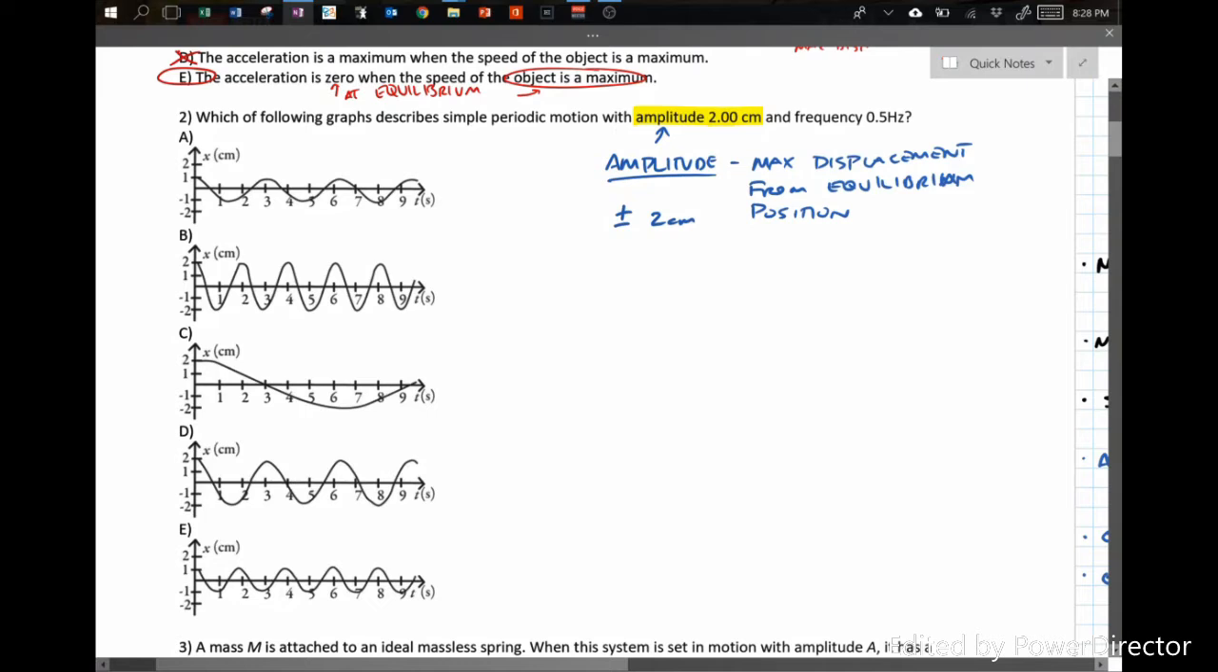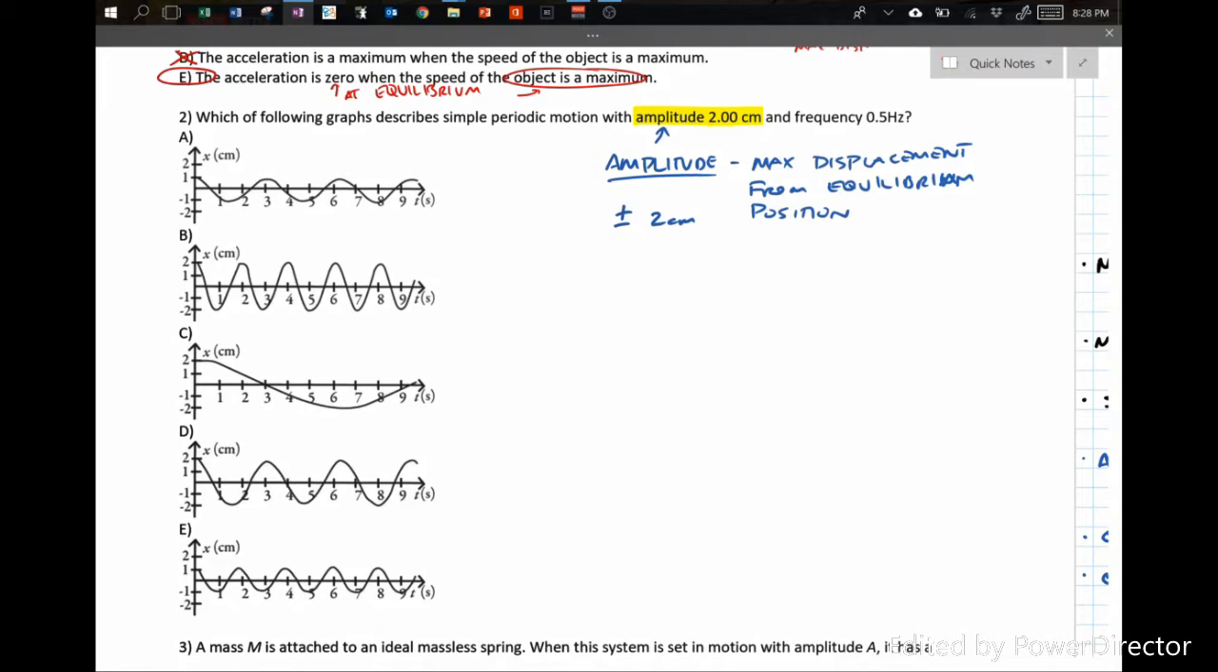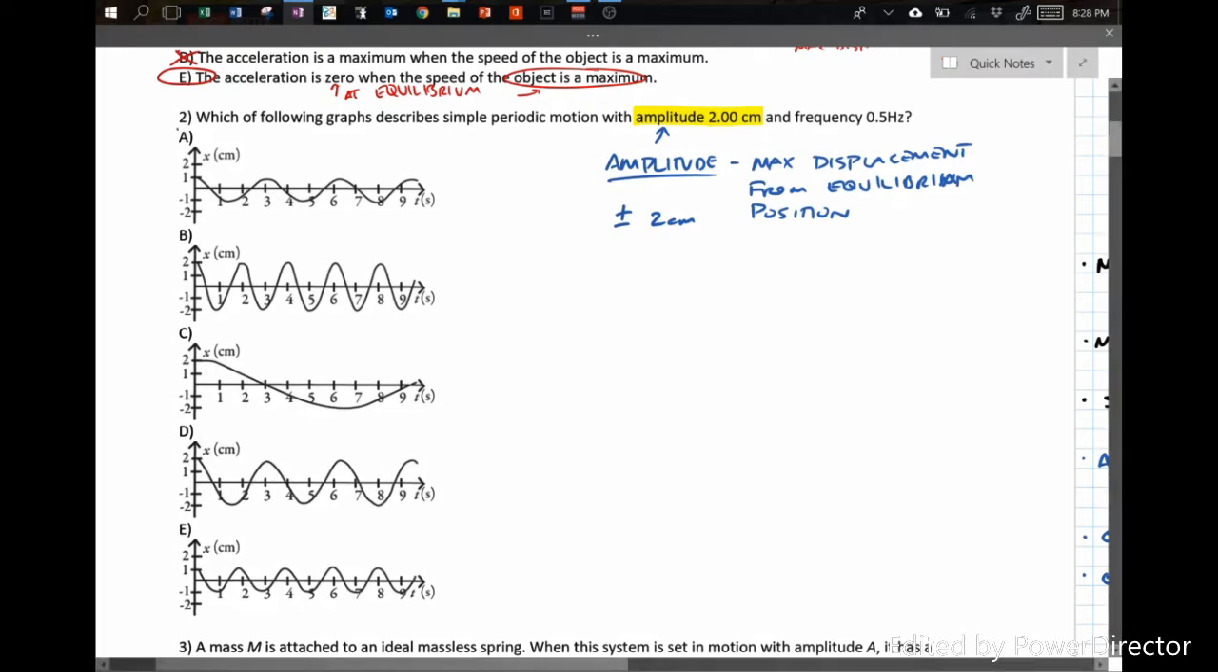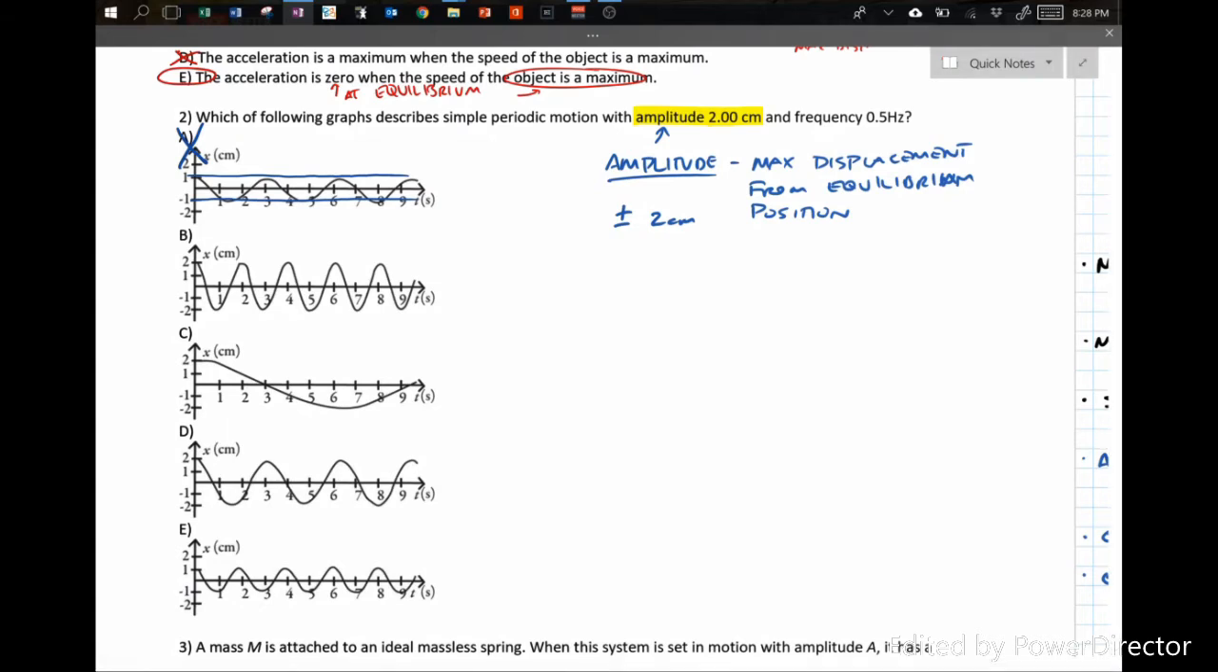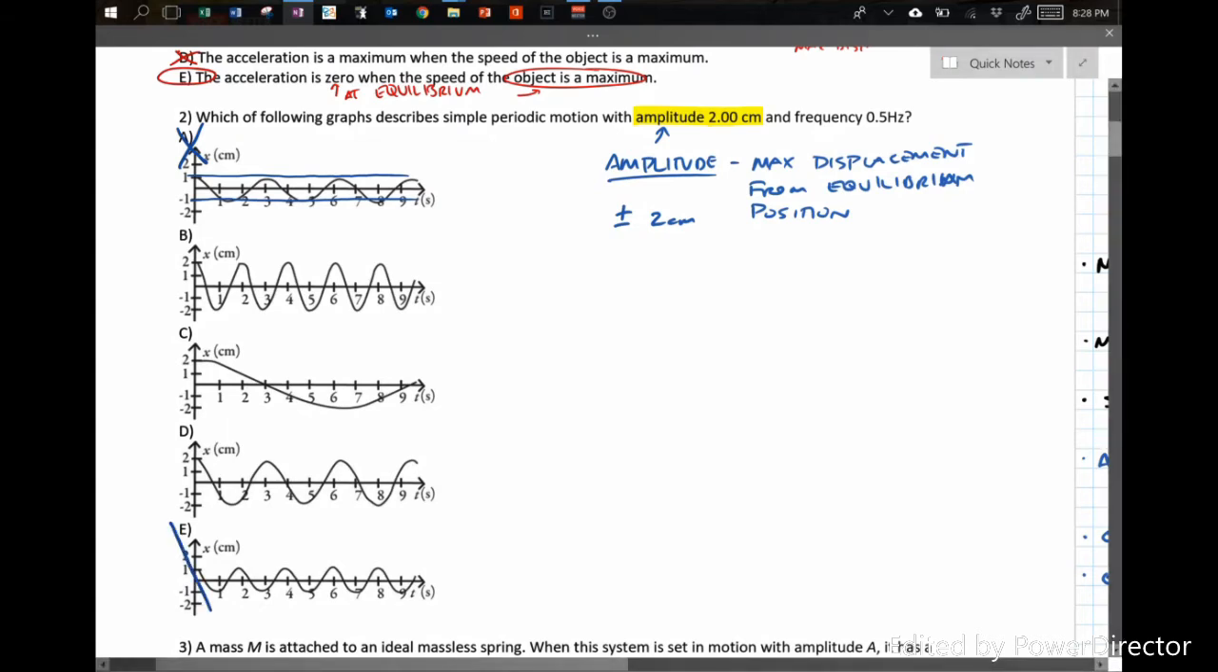We're going to oscillate around the equilibrium position. Sometimes we have a positive amplitude. Sometimes we have a negative amplitude. So looking at these right away, I can eliminate A, because that shows me with a maximum displacement of 1 and a minimum displacement, a maximum displacement of 1. B is correct, C is correct, D is correct, E is not correct.